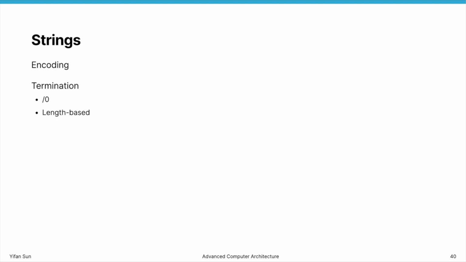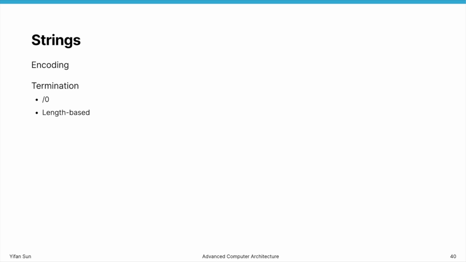Okay, so for strings, another thing you need to consider is termination. We can either use 0 to represent the termination, or we can use length-based. In C, we use 0, and it creates lots of pain for us. If we have a length-based approach, basically we add an integer at the front to represent the length of the string, then it's just more flexible.